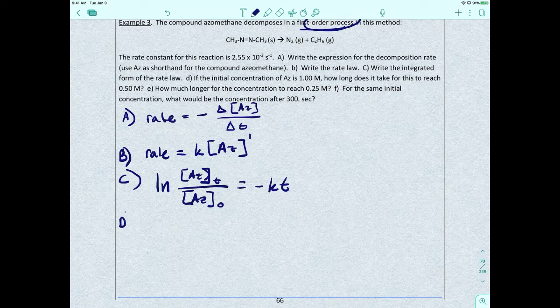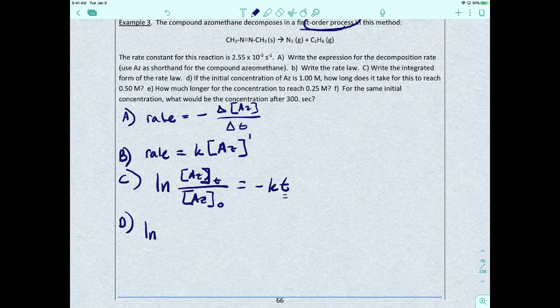All right, so part D. If the initial concentration of azomethane is 1 molar, how long does it take for this to reach 0.5 molar? So all we're going to do for part D is use the equation that we have in part C, except we're going to solve for T. All right, so we're going to use that equation.